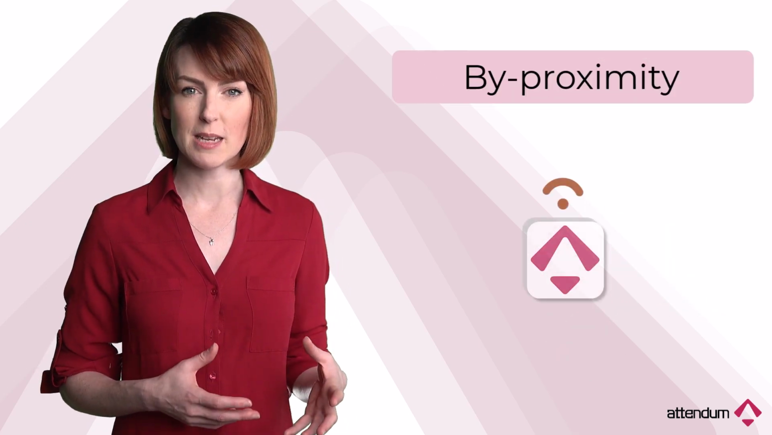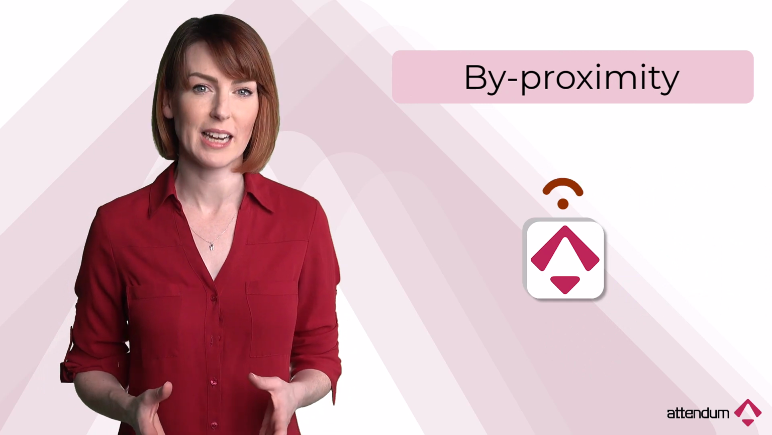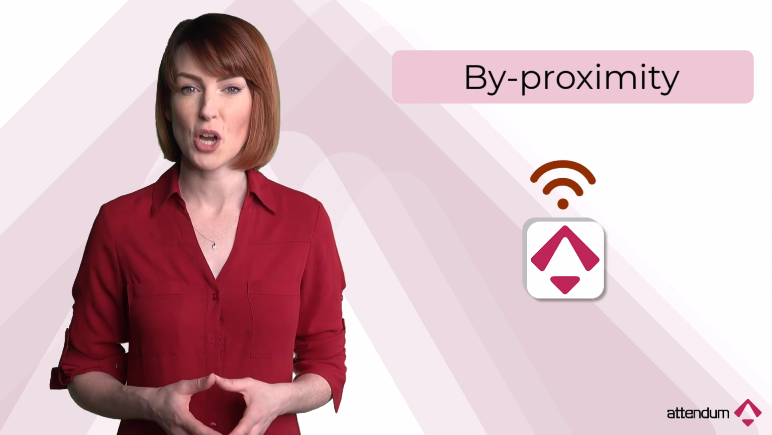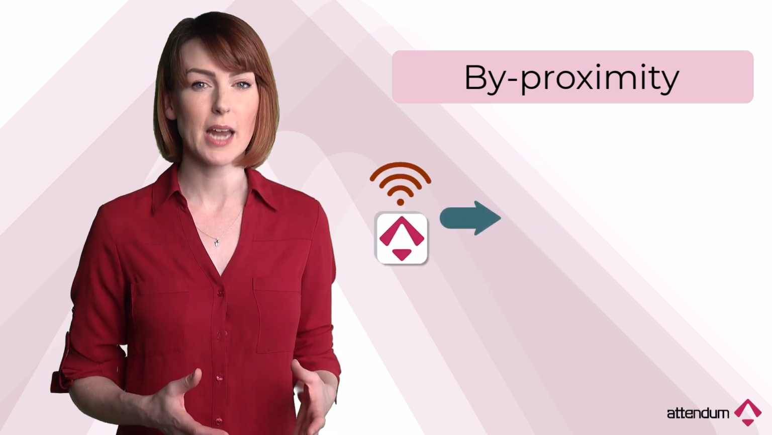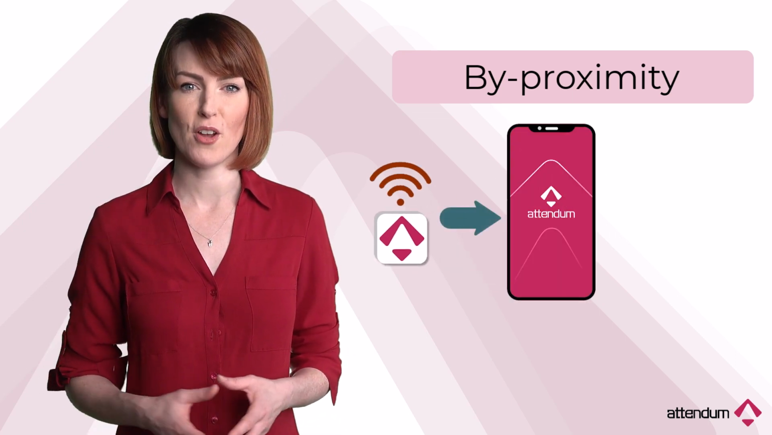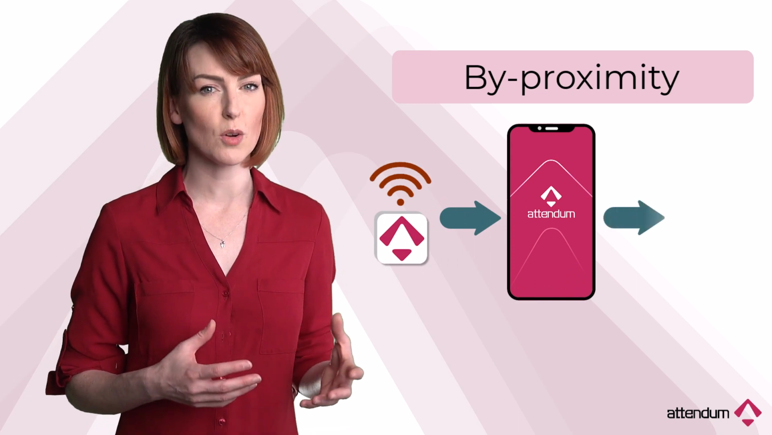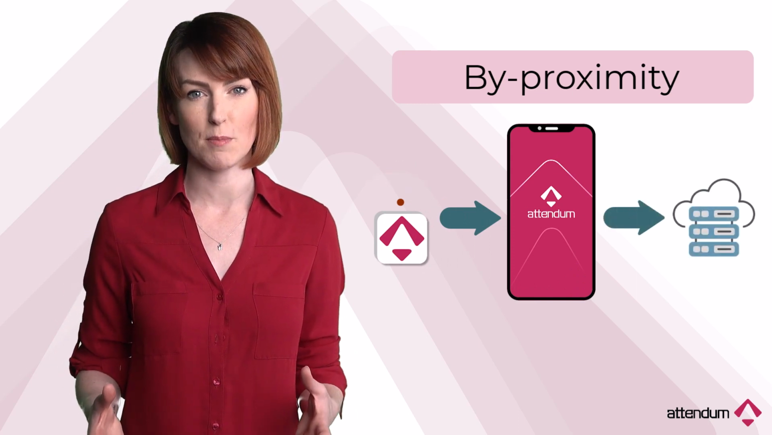The by proximity method is particularly user-friendly as it doesn't require any action at the time of entrance. All you need to do is install the Attendum app, sign up, and enable Bluetooth on your mobile phones. Your attendance is then recorded automatically upon entering the timetabled room.